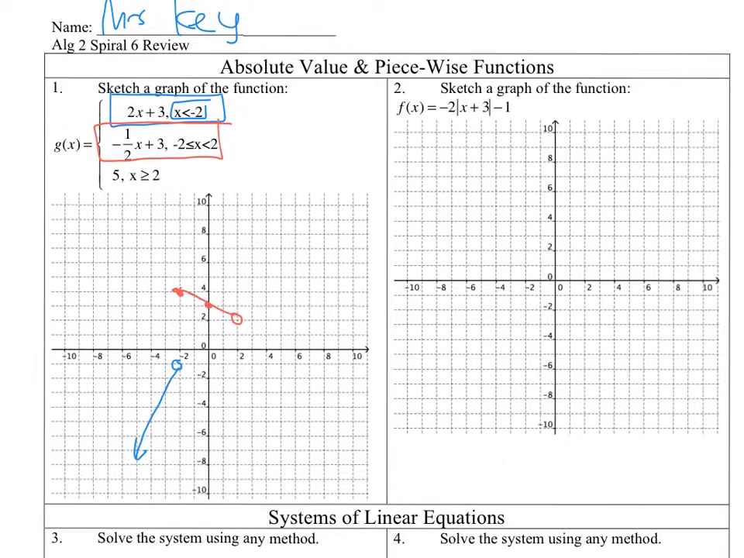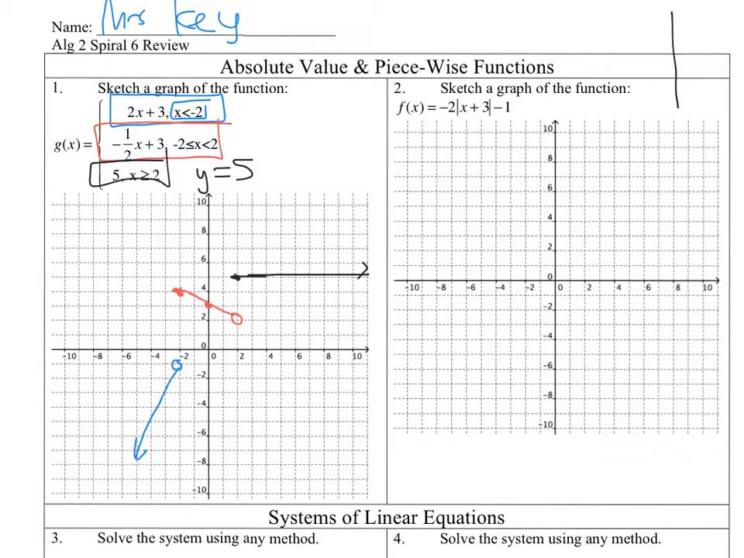Finally, I have 5. That means y equals 5, that means the y value is always 5. So you go to a y value of 5 and you make your line. But then you say to yourself, I only care about this when x is greater than or equal to 2. And 2 is right here, so we get rid of everything less than that. Solid dot at 2. There we go. We're done. Yippee! Next one.